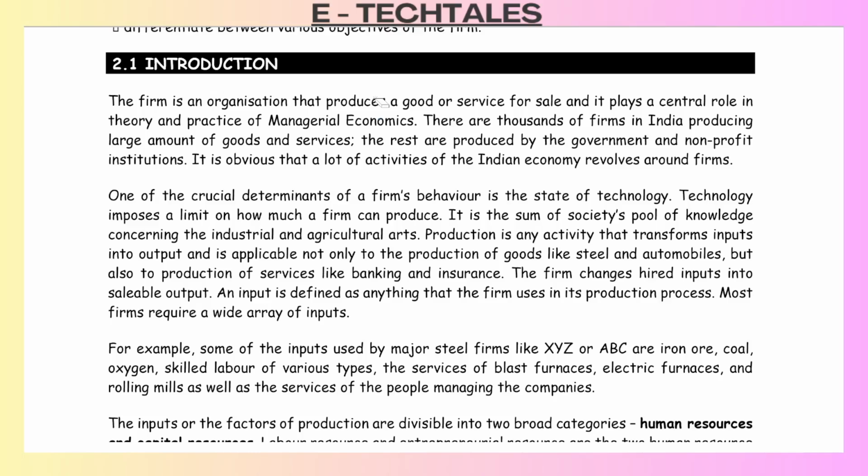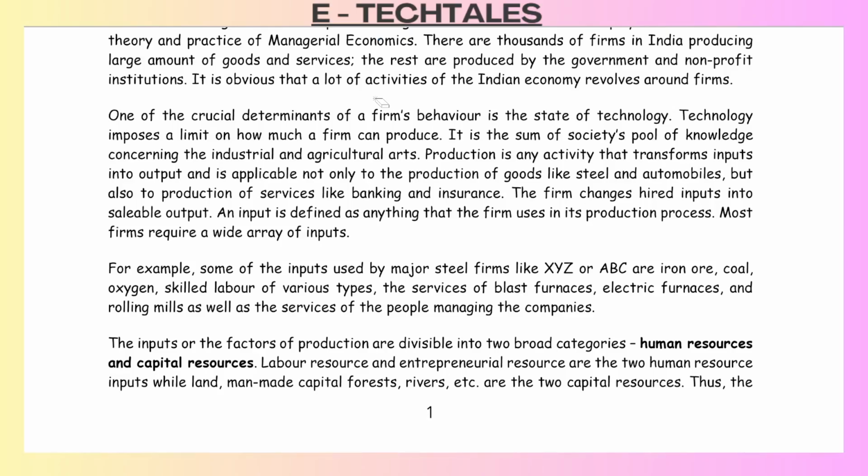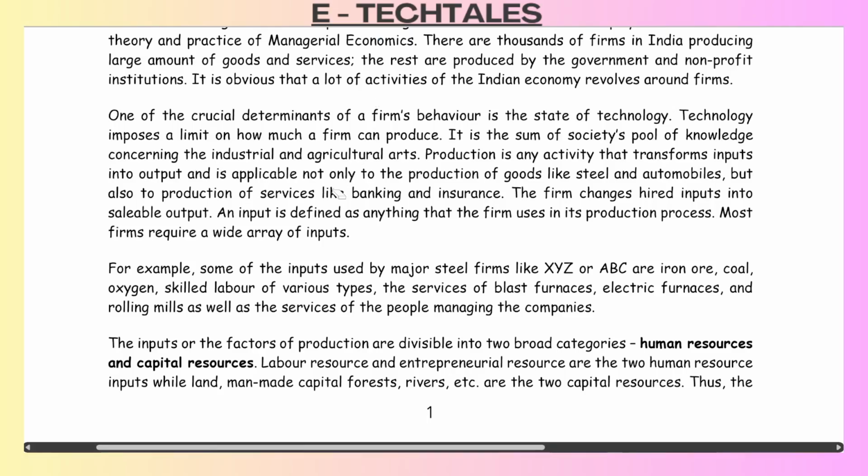Now, one key determinant of the firm's behavior is the state of technology, which sets limits on how much a firm can produce. This technology includes all of society's knowledge in industrial and agricultural arts. Production involves transforming various inputs into outputs, whether these are tangible goods like steel, automobiles, etc., or services like banking and insurance. All right.